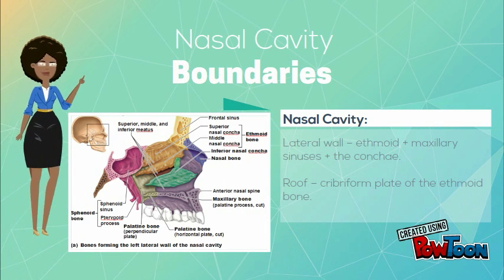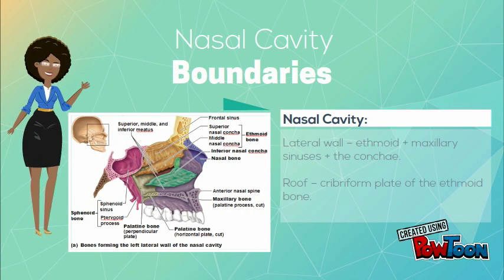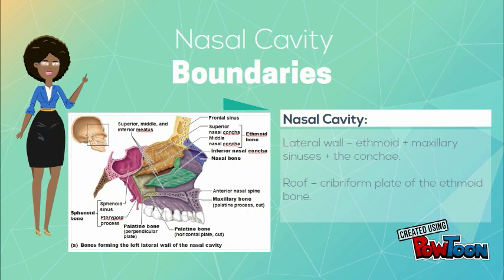Continuing with the boundaries, the lateral wall is formed by the ethmoid and maxillary sinuses, along with the conchae, and the roof is formed by the cribriform plate of the ethmoid bone.